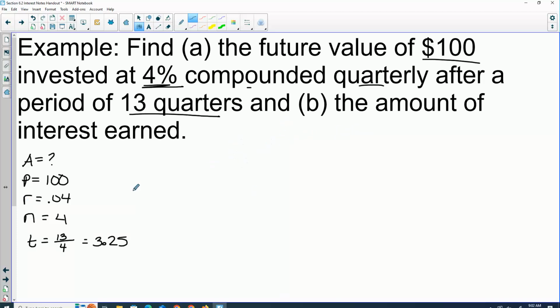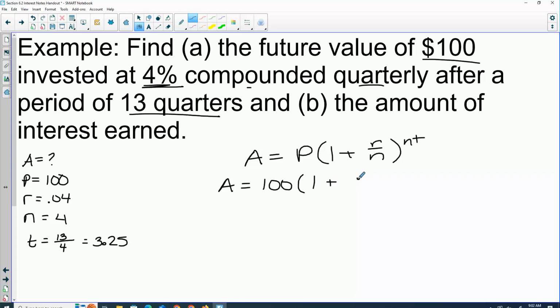I didn't say continuous interest, so we're using the formula A equals P times (1 plus r over n) to the nt power. And we plug in what we know. P is 100, 1 plus r is 0.04 divided by 4, and my exponent is 4 times 3.25.